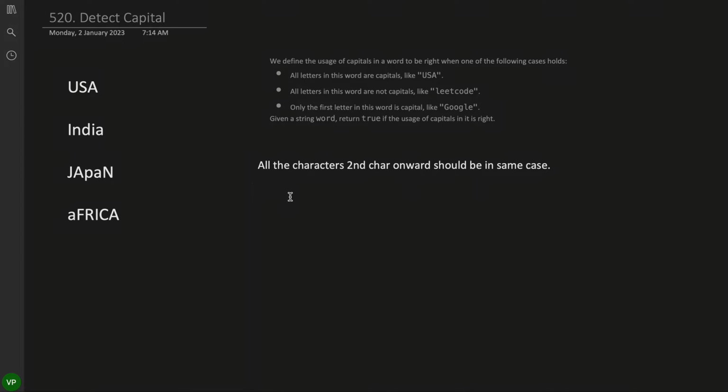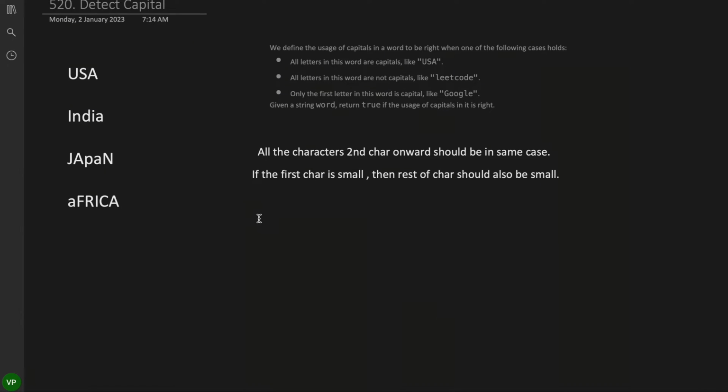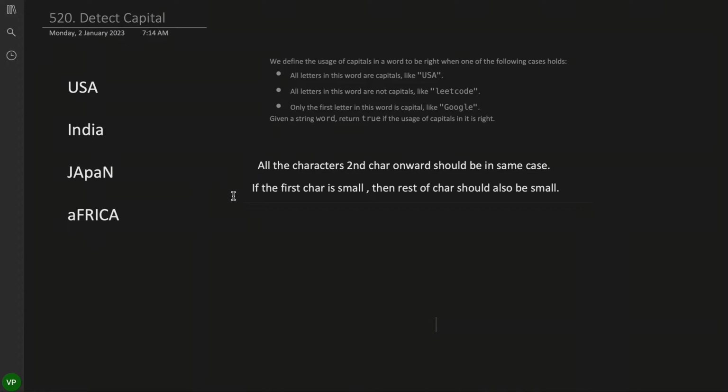So the one more condition for false is that if the first character is small, then the rest of the characters should also be small. So this is the problem. How can we solve this?